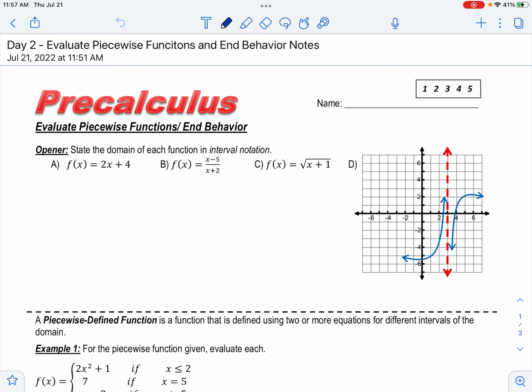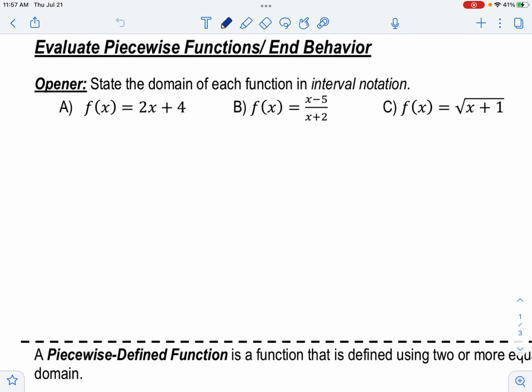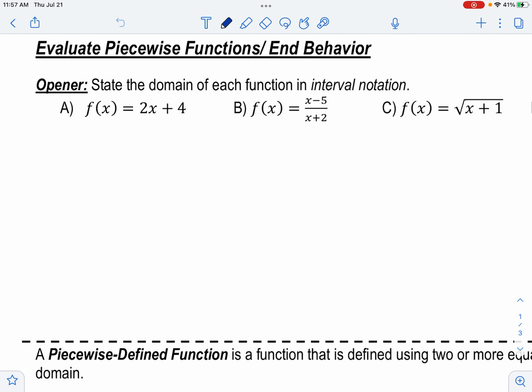So the directions here are state the domain of each function in interval notation. So remember, when you're looking at an equation, the first thing you ask yourself: are there any restrictions? We know there could possibly be restrictions if there is a denominator, because denominators can't be zero, square roots, because we can't take the square root of negative numbers, or a square root in the denominator. That's a combination of both of those.